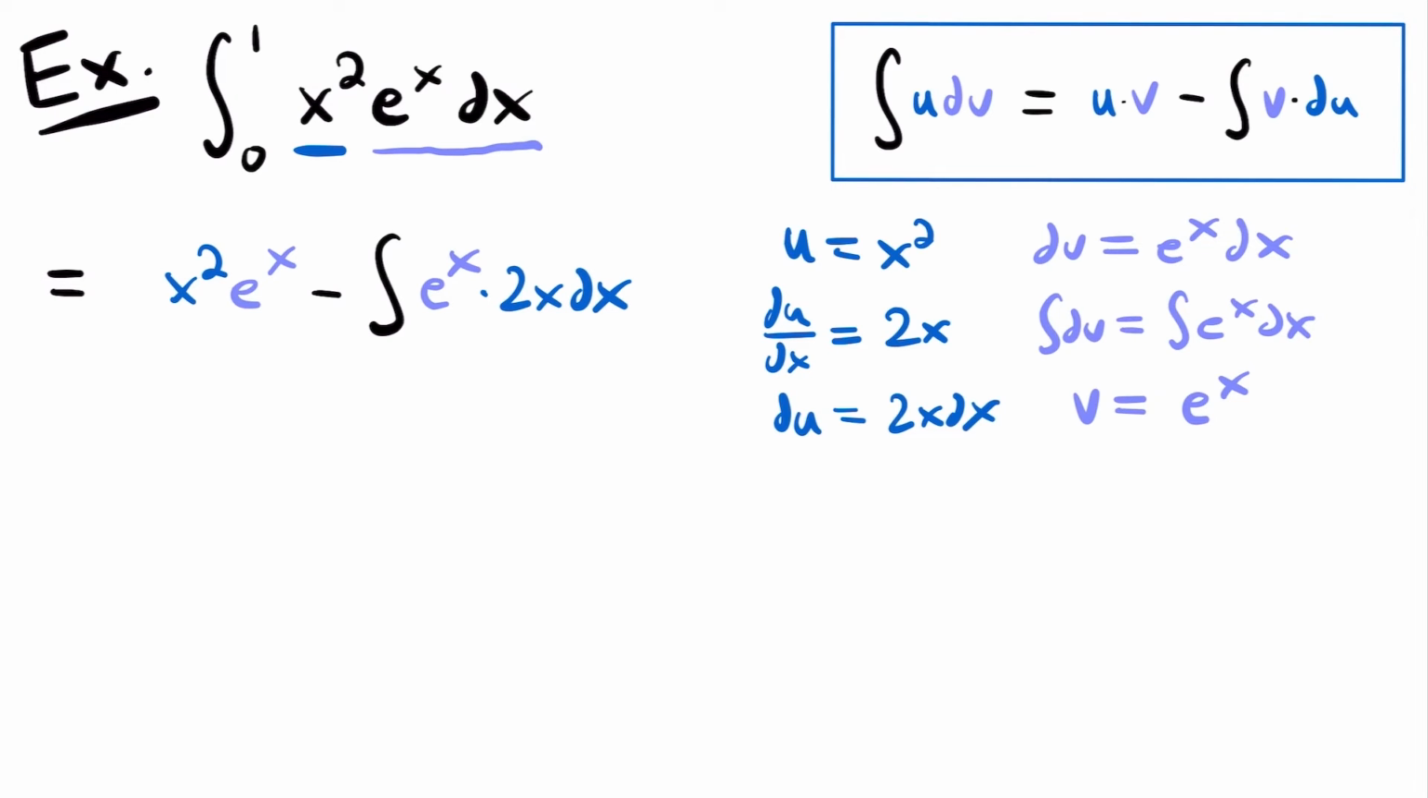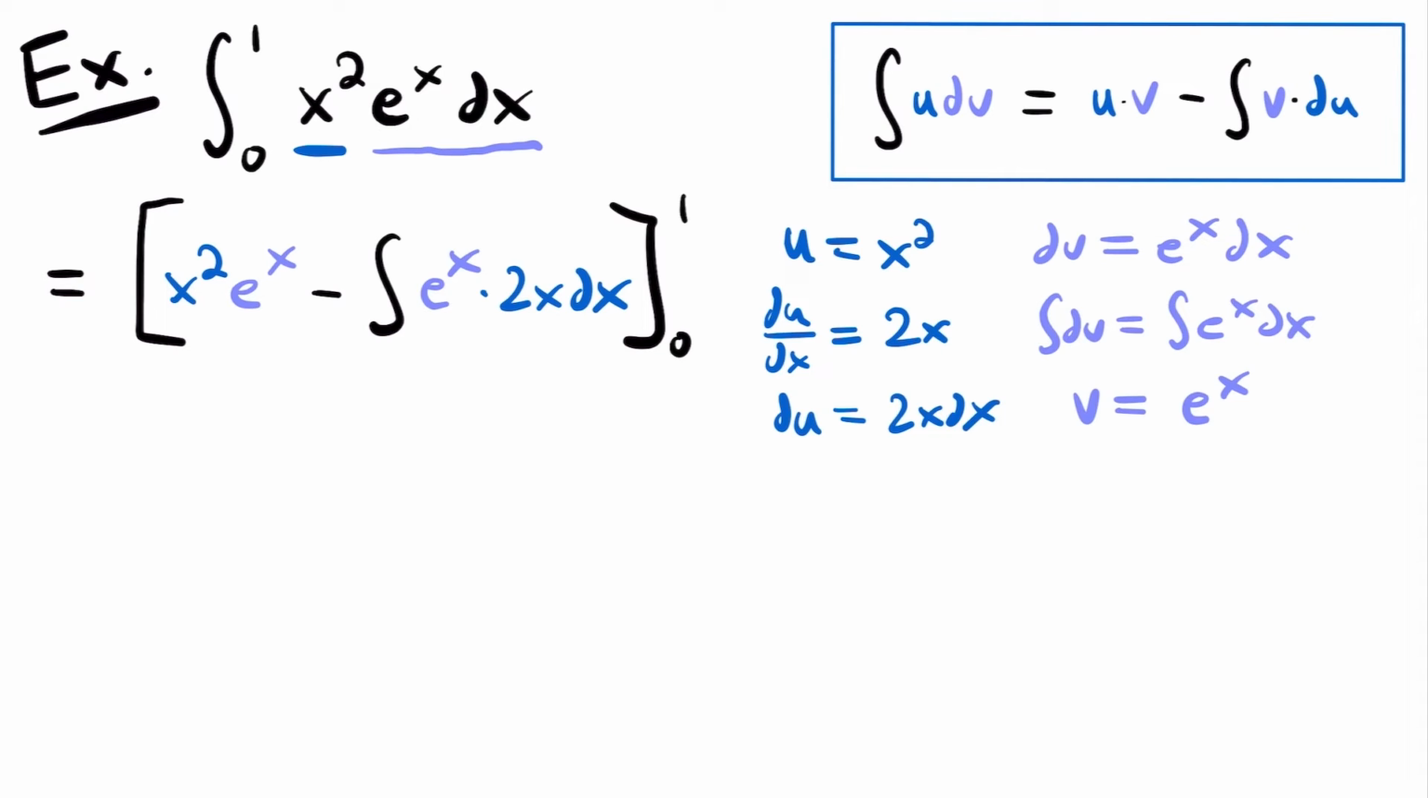Now remember, this is a definite integral, and so we need to evaluate all of this from 0 to 1, right? Not just this integral, we also need to evaluate this term as well. However you want to denote that is fine. This is the way that I choose to do it. It keeps everything straight for me.